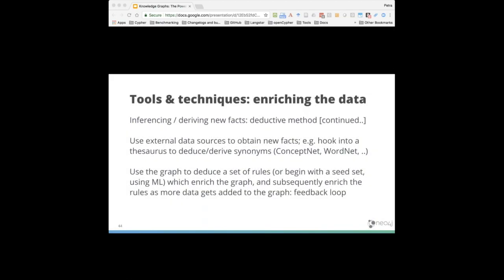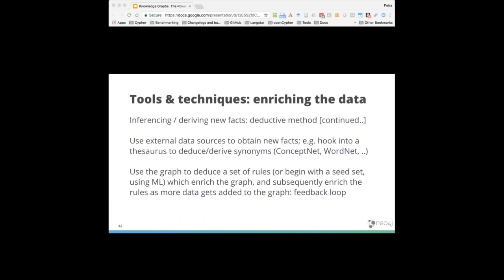So continuing with that, you can also use external data sources to obtain new facts. For example, they've noted ConceptNet and WordNet. WordNet in particular contains lots of information about synonyms and very similarly meant terms. Say you want to treat a teacher in the same way as you treat a lecturer. You can reflect this in your knowledge graph, so that when teacher is searched for, you also get information about lecturers, because maybe the user won't be aware of this distinction in the graph. They're just after anyone who teaches, and obviously that encompasses both of these terms. So it's all very domain specific.